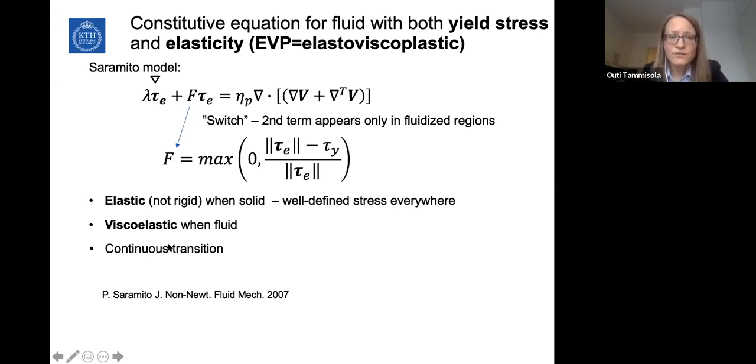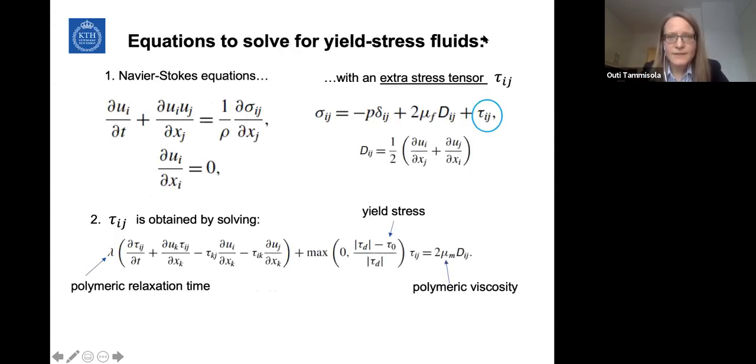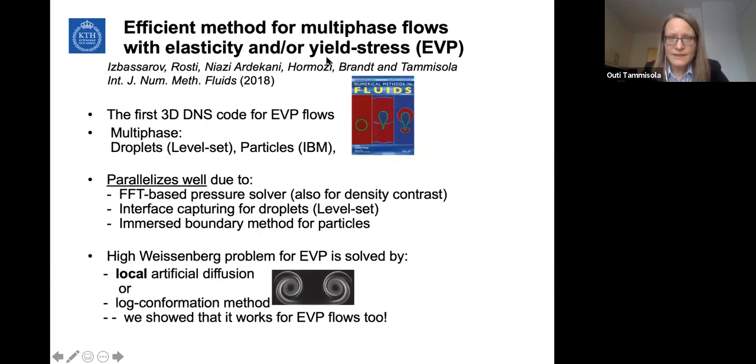And we get a nice continuous transition between the two, which has been a problem with some of these earlier models. Then we just solve this together with the Navier-Stokes equations. In the Navier-Stokes equations, we need to take into account not only the viscous stress and pressure, but also the divergence of the extra stress. And how do we get that? We get it by solving the constitutive equation from the Saramito model that I just showed you. This can be done, and we have shown in a paper how we do it for different cases.